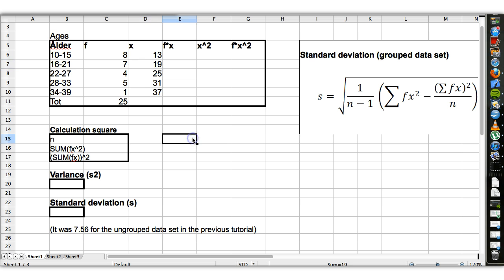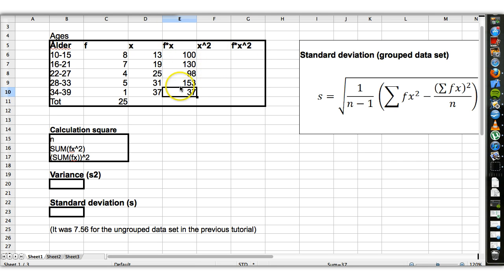Next, we want to multiply f by x, because in this part of the formula we're going to have the sum of all the frequencies multiplied by their class centers, and then we're going to raise it by 2. So let's get to work on that. We're going to take the frequencies multiplied by their class centers, and this time I don't have to do it manually, I can just pull it down like this, which is very convenient.